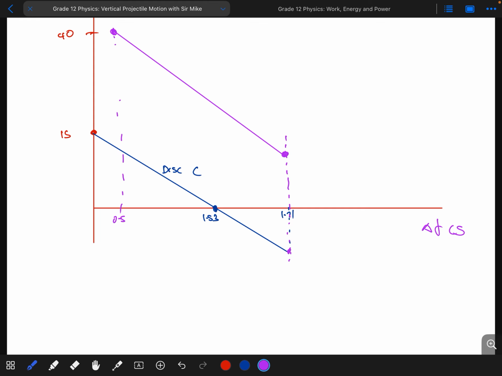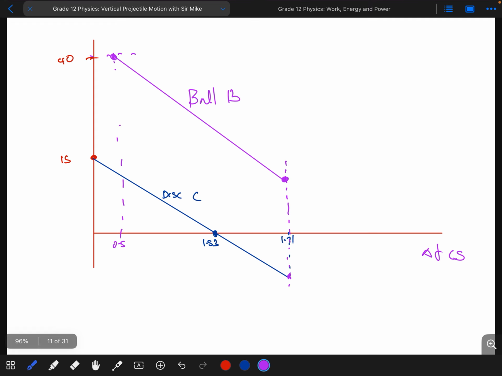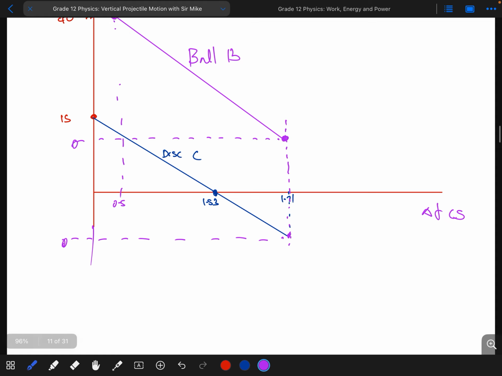So what you're simply going to do, this would be for ball B. It's going to start there. Again, you can note the same thing, that the velocities of these objects would not actually be the same if you look at it. You notice that those velocities are actually not the same.